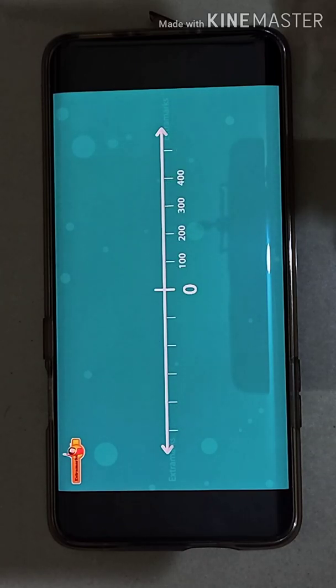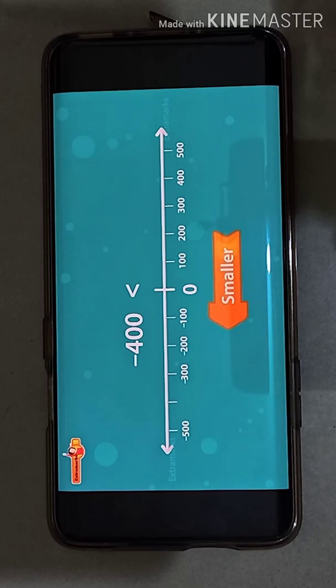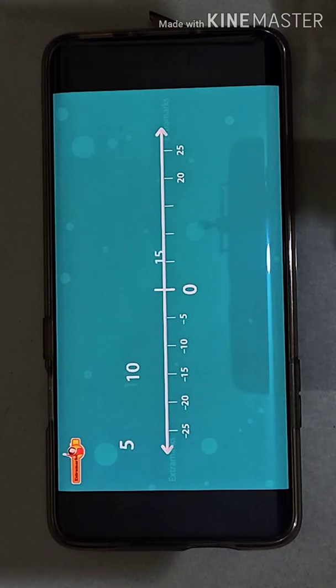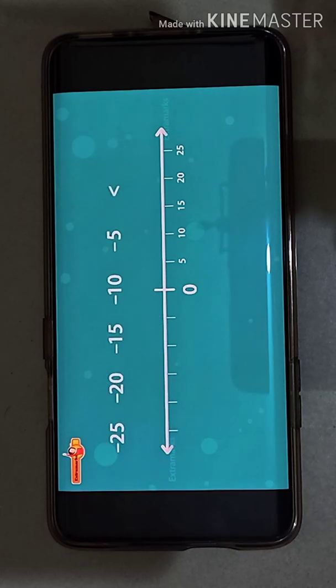And you can use this idea no matter what the numbers are. For example, 400 is greater than 300, since it is to the right of 300, and negative 400 is smaller than negative 300, since it is to the left of negative 300. So, the positive integers are on the right side of the 0 on the number line, which means they are greater than 0, and the negative integers are on the left side of the 0 on the number line, which means they are smaller than 0.